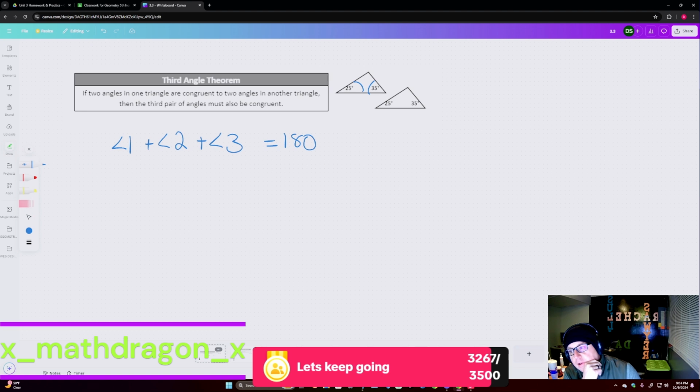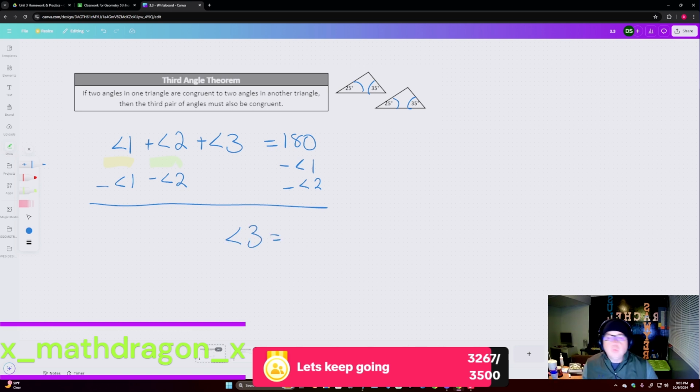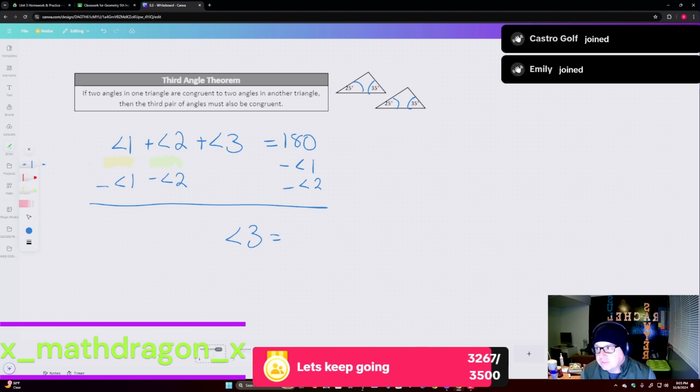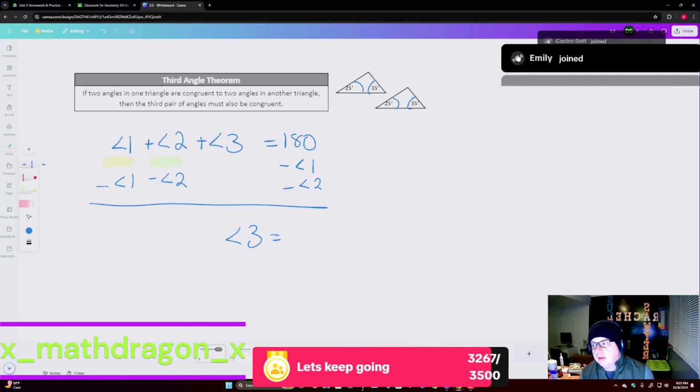If I know angle 1 and angle 2 are the same in both triangles, so they're still the same measure in both triangles, then whatever it is, if I subtract angle 1 from both sides, and if I subtract angle 2 from both sides, that means angle 3 can only be one measure. It can only be one answer, because all three of them have to add together to give you 180 degrees.